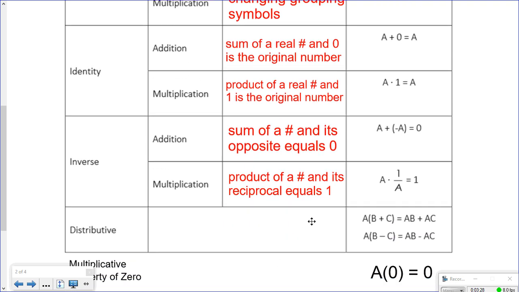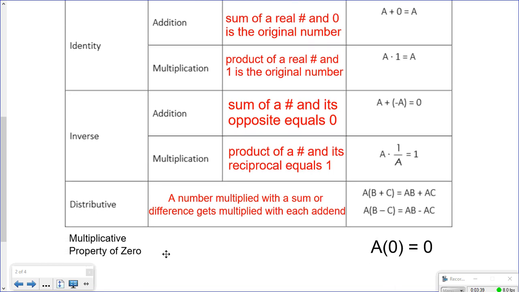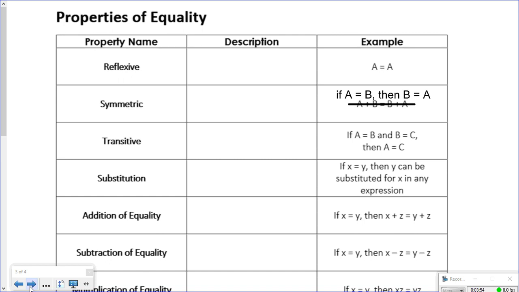Distributive property, we already talked about. It's a number being multiplied with a sum or difference, and it gets multiplied with everything. And the last one, which I think I forgot to put on the notes, you can just write it in, is the multiplicative property of 0, which just says a number being multiplied with 0 will always equal 0.